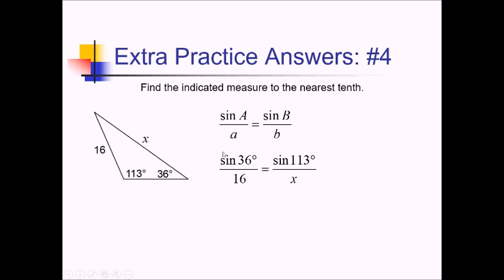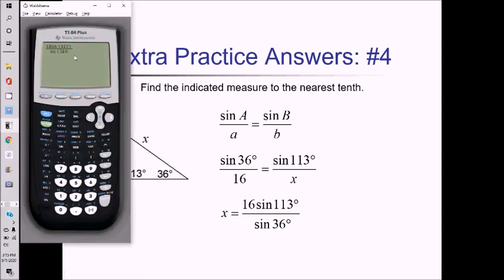Great. Well, let's isolate x. So if I multiply x over here and I cross multiply this way, I've got a 16 up here with the sine of 113, and this sine of 36 has to come back downstairs. We have to divide by that. So we've got all of this stuff over sine of 36. And now let's plug all that in the calculator.